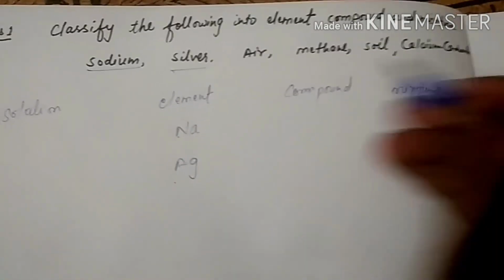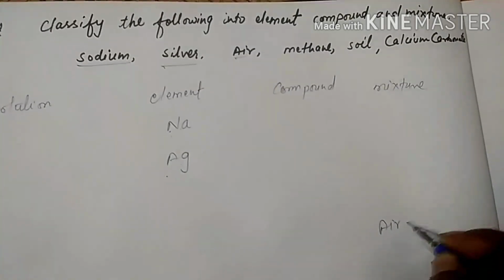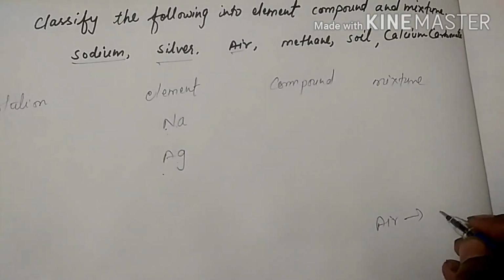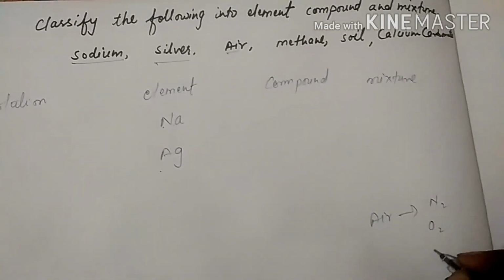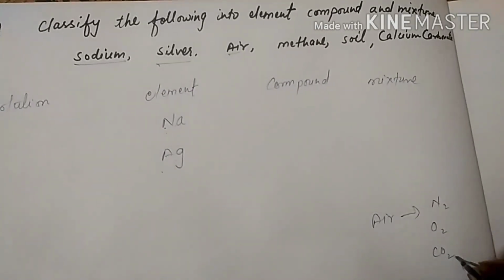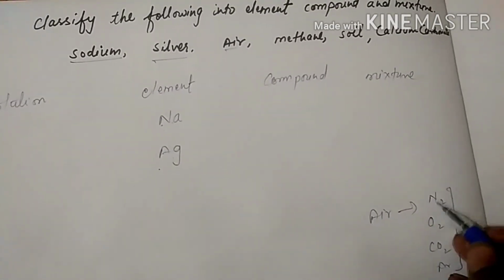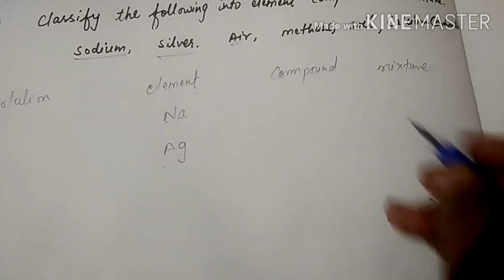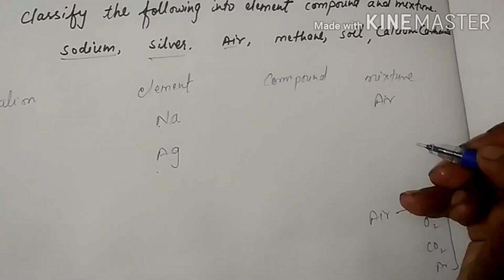Now children, air. See, children, air is the combination of different kinds of gases, that is nitrogen, oxygen, carbon dioxide, argon, etc. So they have different natures. That is why it will go into the mixture. Clear, children?